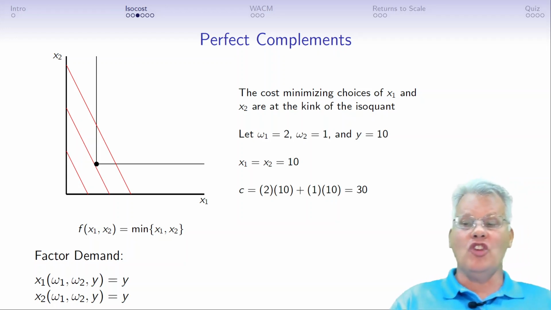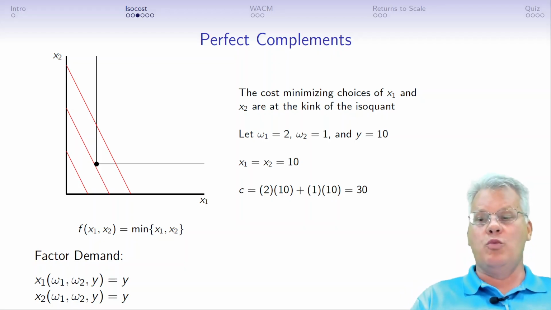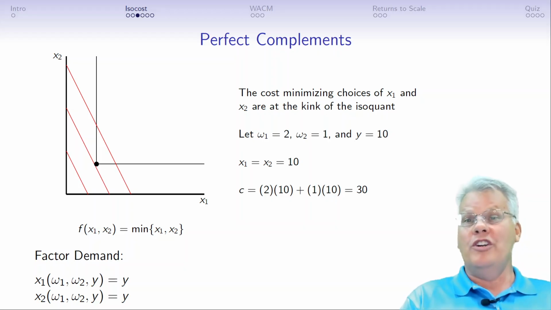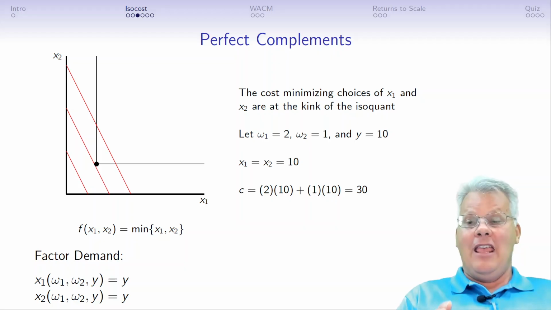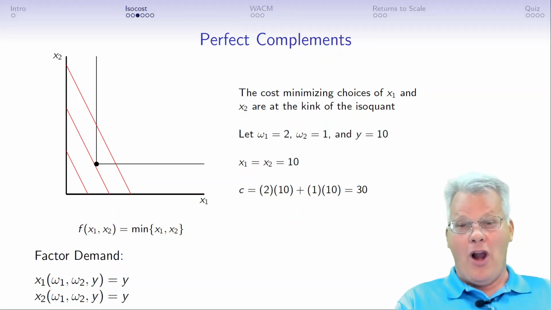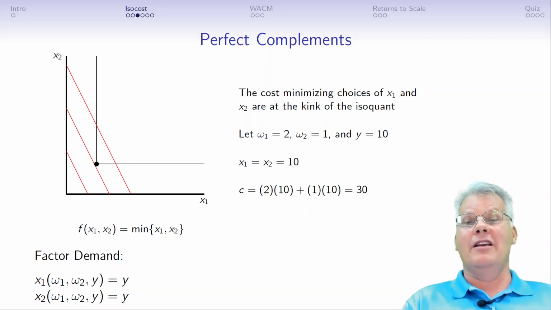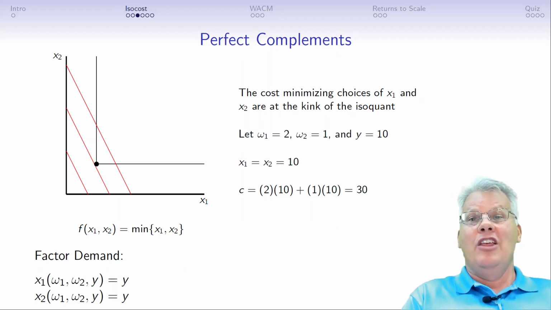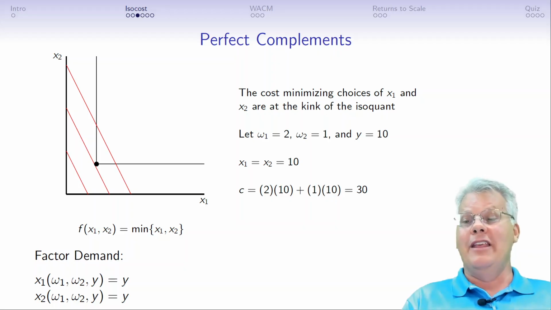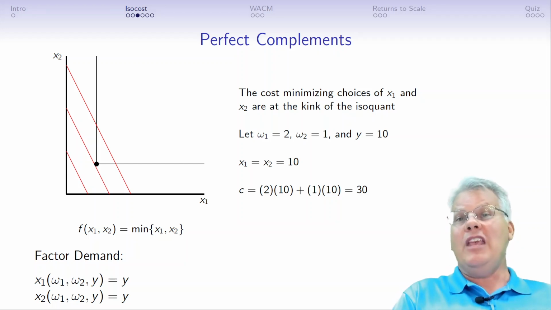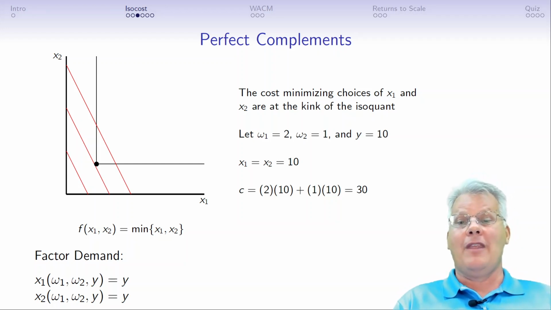So the way I would read this, the first one, x1 as a function of omega 1, omega 2, and y, what that says in words is that the quantity of factor 1 that this firm purchases, given the prices, and that they want to produce a level of output y, is y. Right? So in the numeric example, we wanted to produce an output of 10. The firm needed 10 units of x1. In general, if we want to produce y units of output, we need y units of factor 1 and of factor 2.